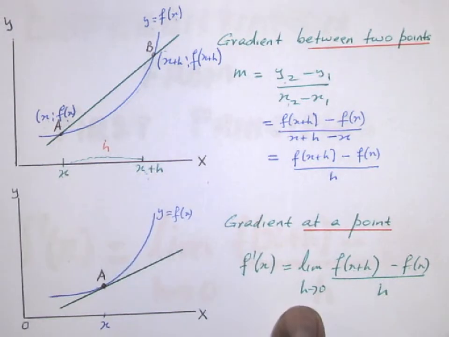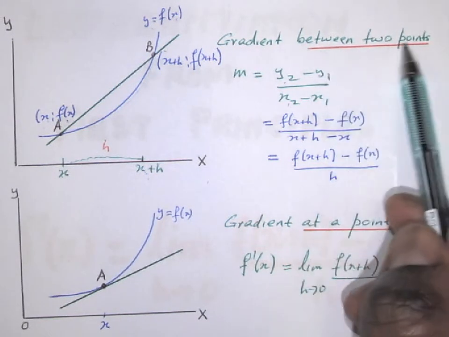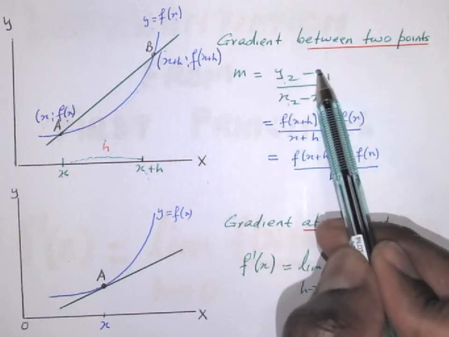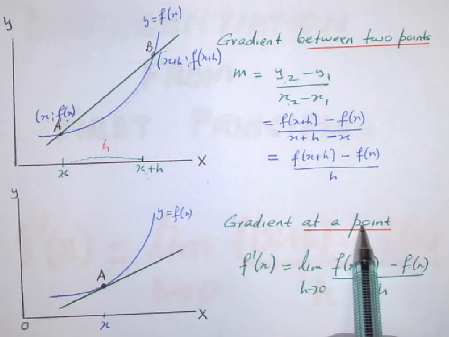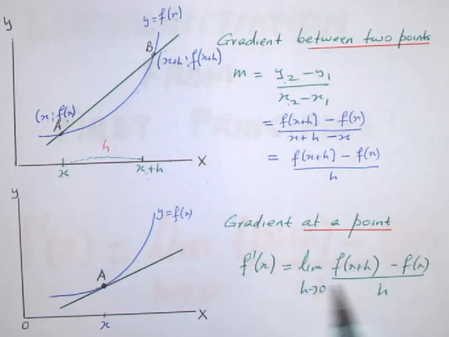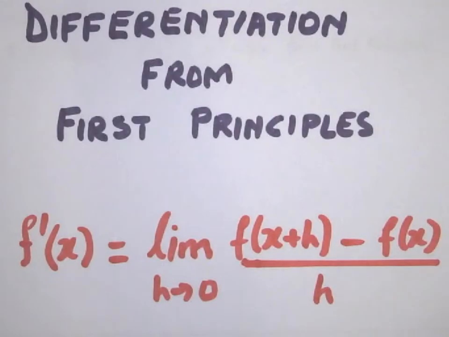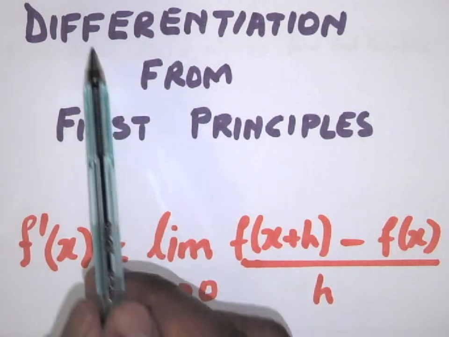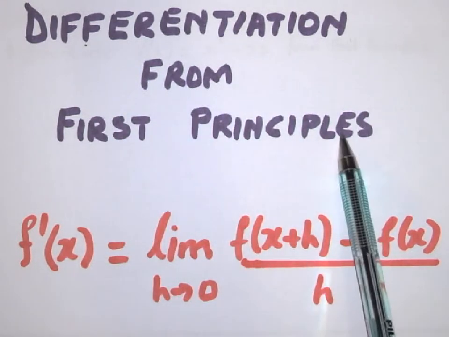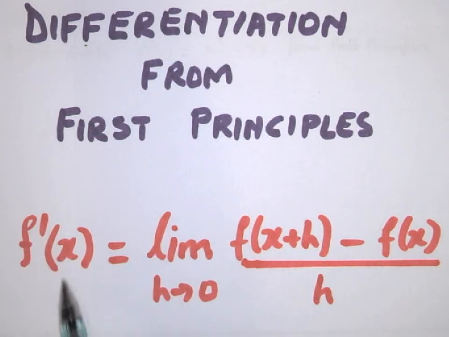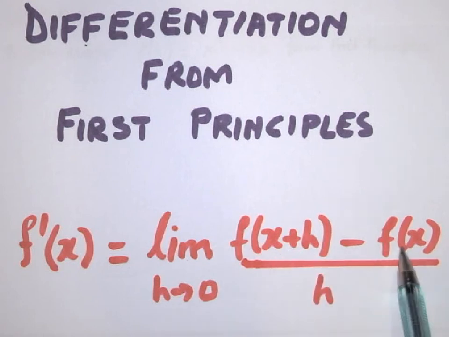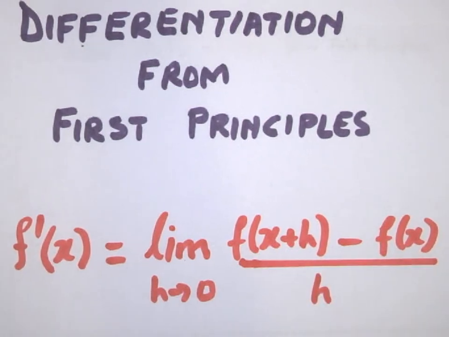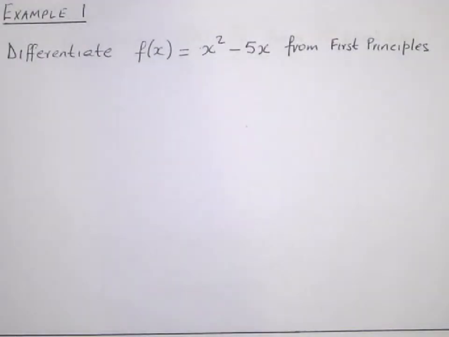So if I wanted to find the gradient between 2 points, I use the normal equation I know. But if I want to find the gradient at a point, the gradient at this point, I will use this. So we come to a section which we call differentiation from first principles, where we use that formula. It's f prime equals the limit as h approaches 0 of f of x plus h minus f of x all over h. How do we do this? Let's look at an example.